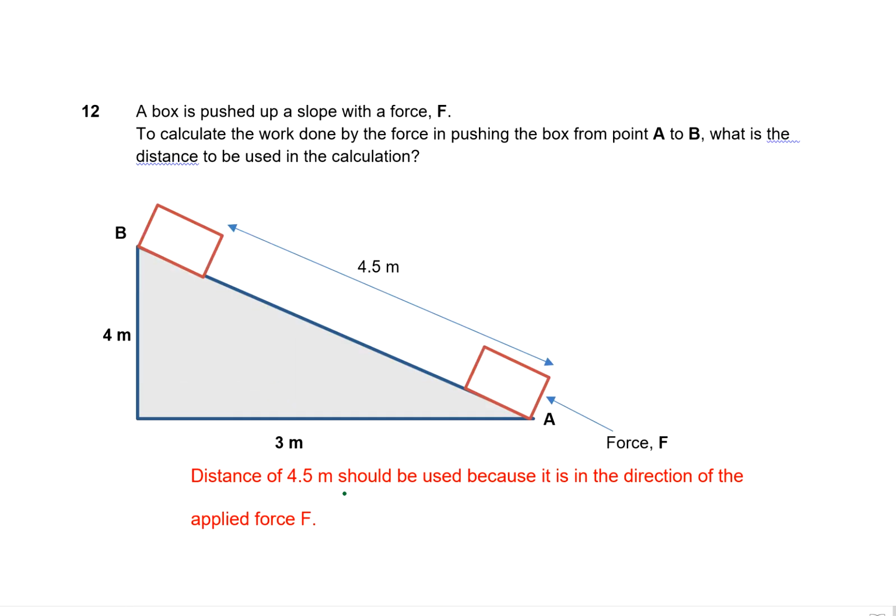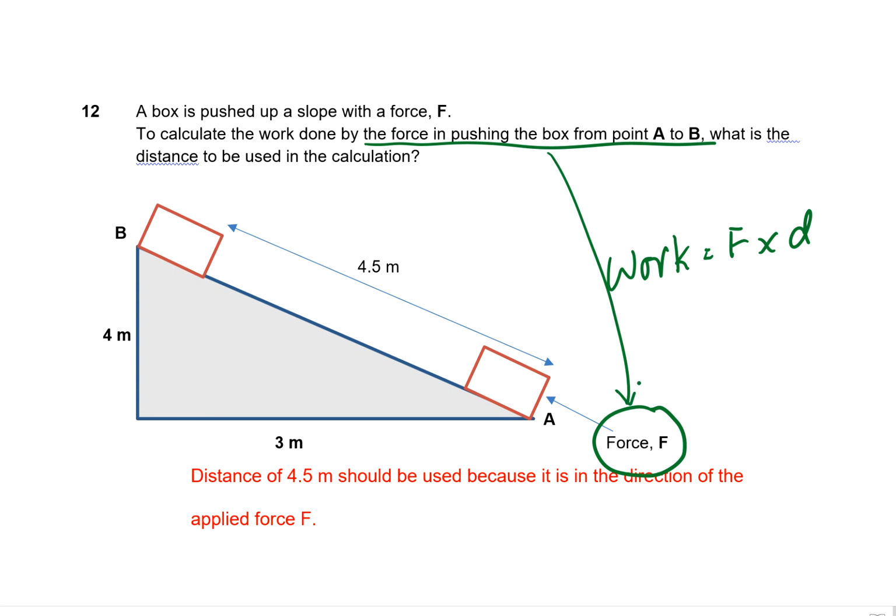Let's go on to the last question. For this last question, the box is being pushed to go up, and they ask to calculate the work done to push the box from A to B. Which distance will you use? So again, remember our formula for work done is force times distance. The force is this force here because the question says it's the work done by the force in pushing the box. So we are referring to this force. So then what is this D here? What is this distance here?